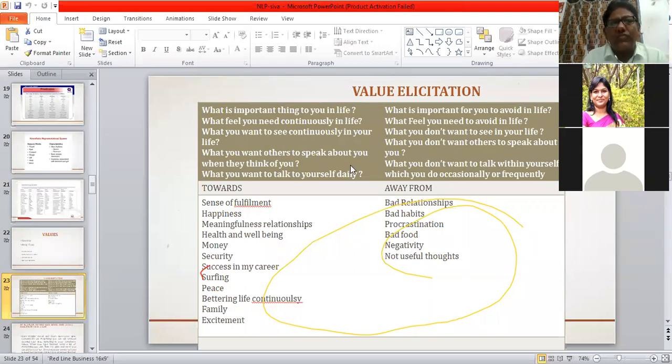Geeta, what do you need continuously in your life? Doing service to humanity. Okay. What do you need to avoid in life? Dishonesty. So even in the first one you said dishonesty, and in the second one you said dishonesty. Why do you talk about this dishonesty again and again?